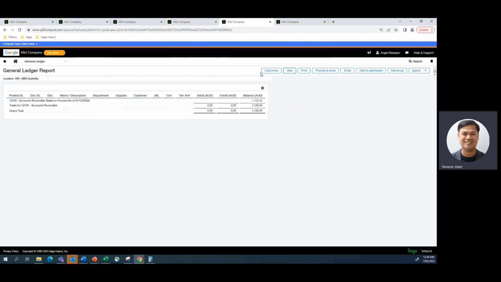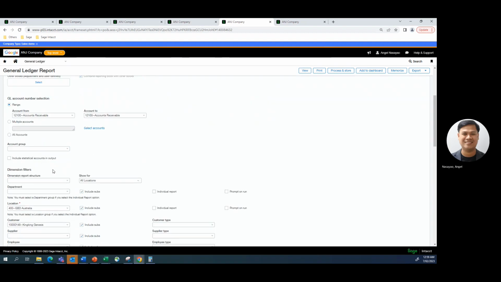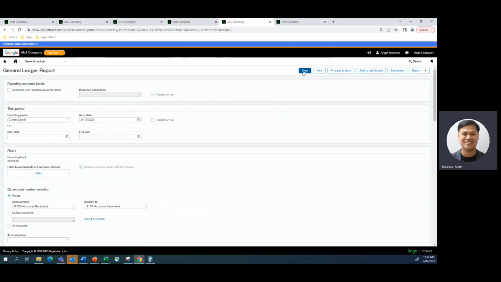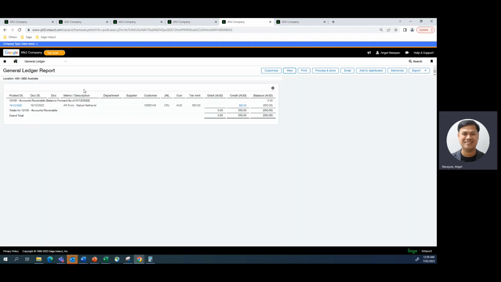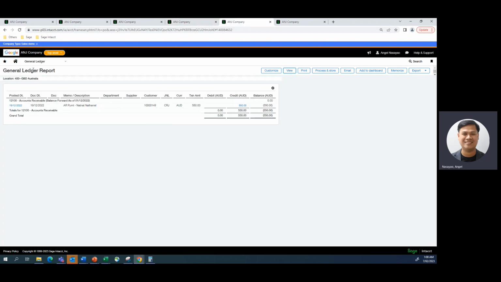So if we run this report again, let me just change this to that customer. And this is the general ledger report that I'm running. So look at this one here. This would actually match your AR ledger. Negative 550. General ledger report, accounts receivable is negative 550.